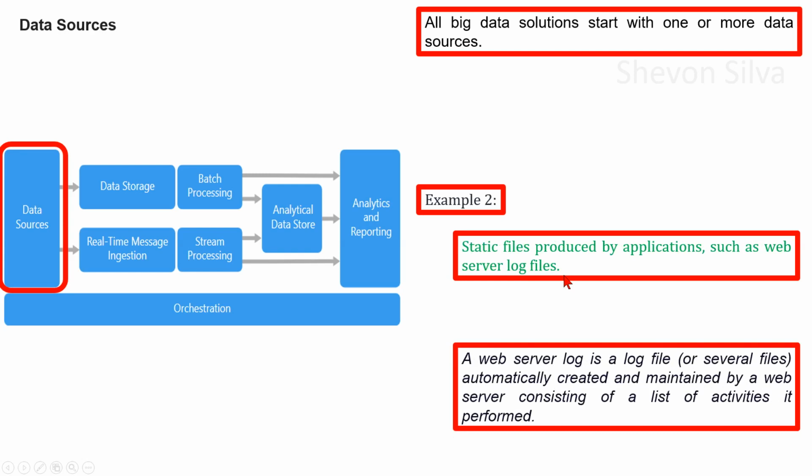As another example, we can consider static files produced by applications such as web server log files. Web server log is a log file or several files automatically created and maintained by a web server consisting of a list of activities it performed.